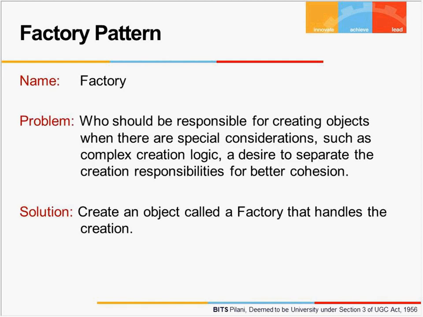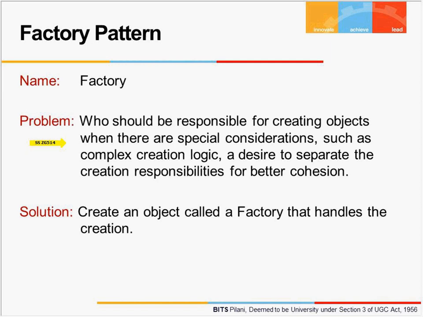We start with the factory pattern. Let's first understand what problem the factory pattern is meant to solve, and then we'll see the implementation of the factory pattern for a given scenario, and understand how it helps to solve the given problem. The problem the factory pattern aims to solve is who should be responsible for creating objects when there are special considerations such as complex creation logic, in order to separate the creation responsibilities for better cohesion. We'll come back to this problem again when we have the solution with us.